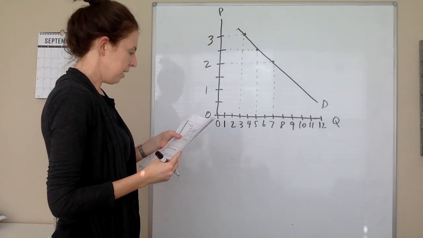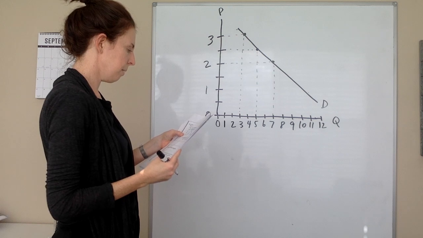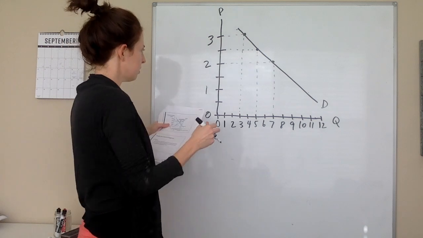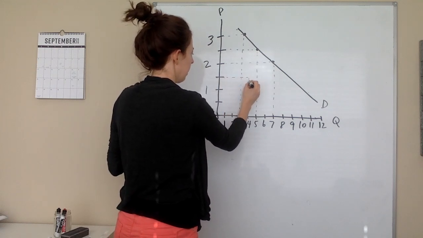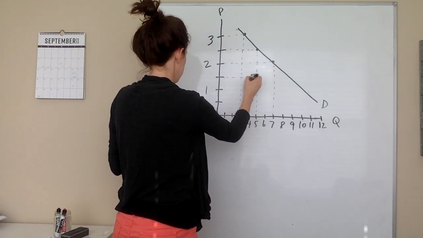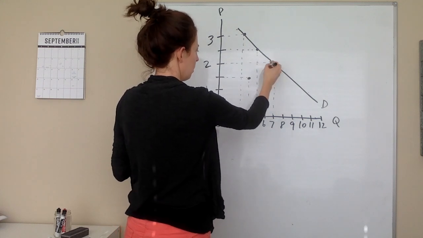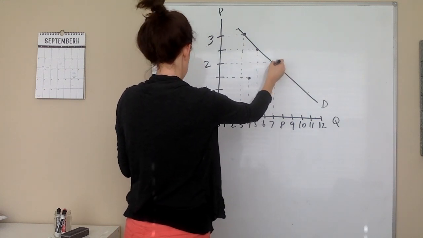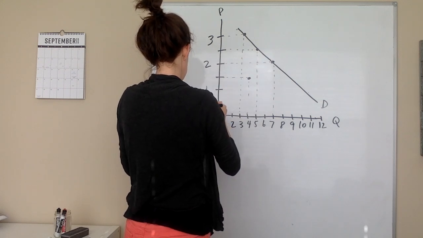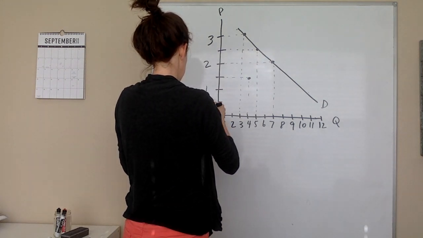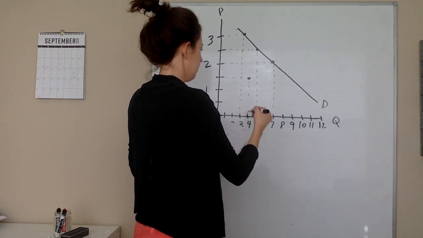On the supply side, if the price on the market was $1.50, then 4 units were supplied. So there's a coordinate here. If the price was $2, there were 7 units supplied. If the price was $2.50, there were 9 units supplied.